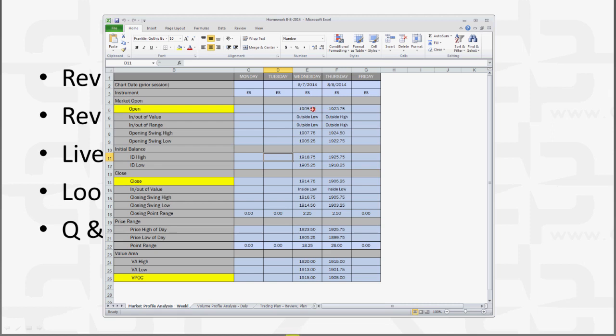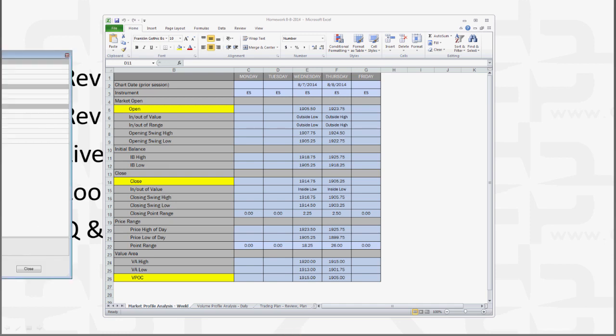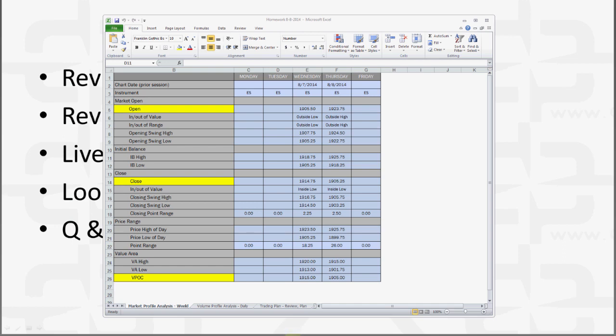So the previous day's open was 1905.50, and this opened about 22 points higher. There we go. All right. So that opened about 22 points higher, and then the IB, the first hour of trading, 25.75 down to 18.25, and our close was lower.